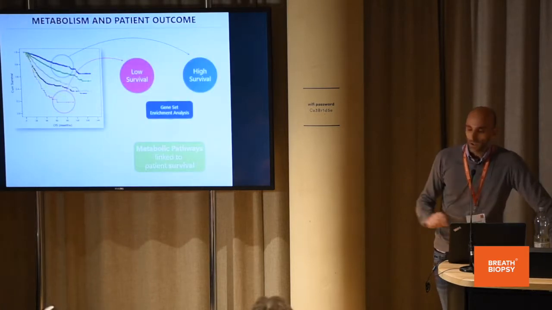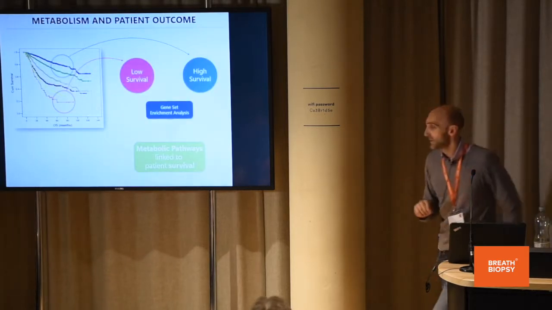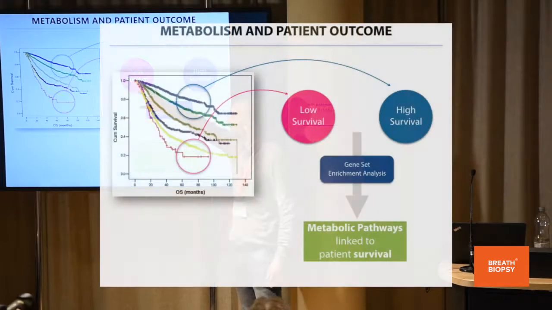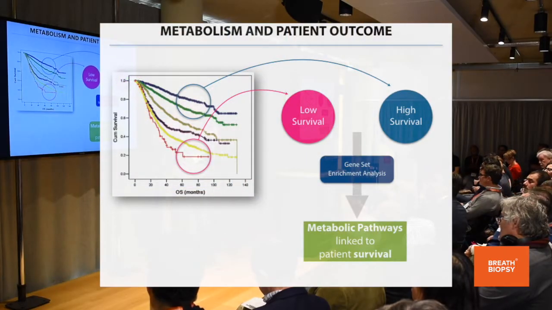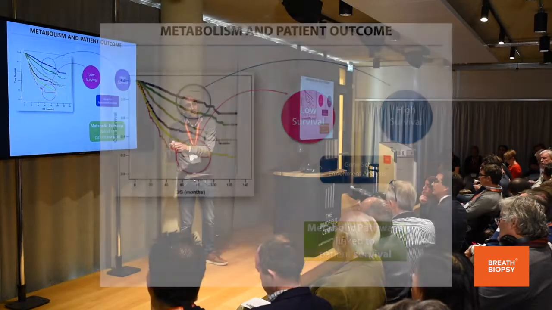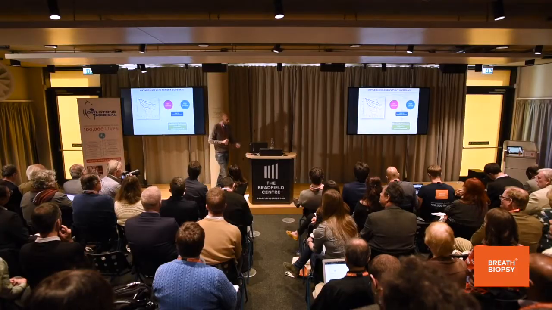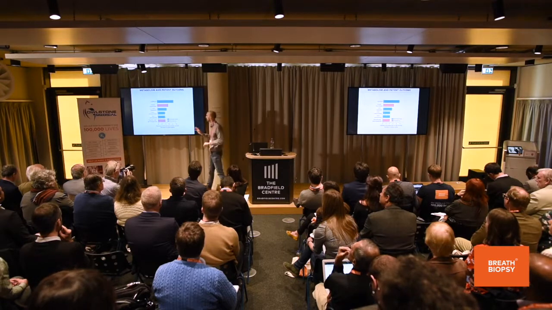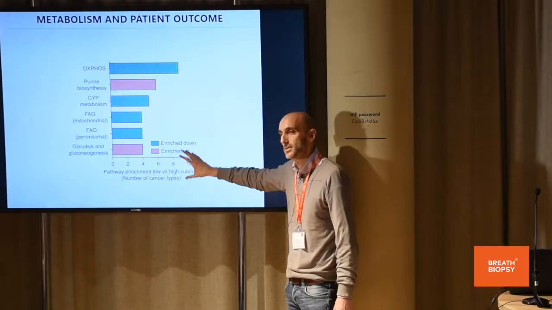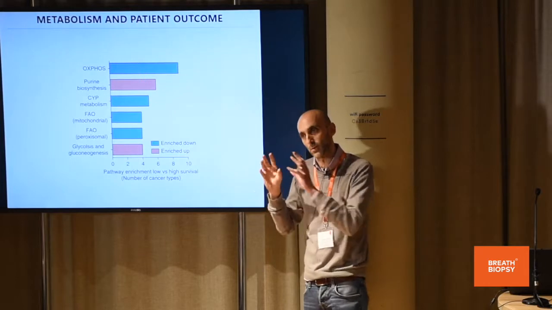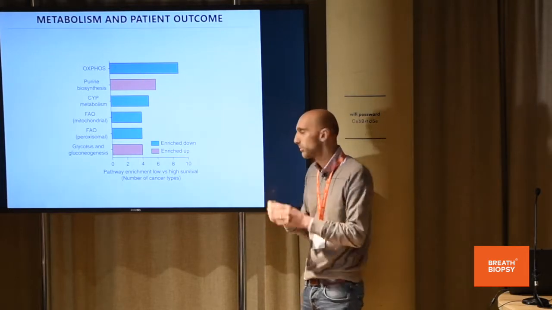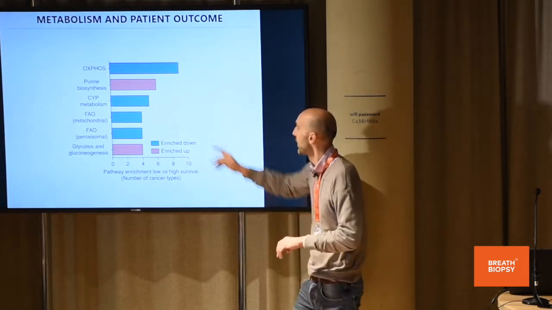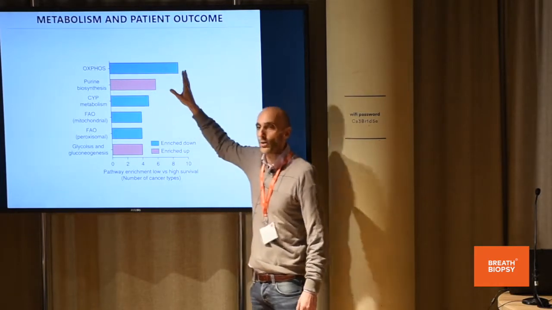But we didn't stop here. What we did was to compare the gene expression from the low survival patient to the high survival patient from each individual tumor type. And the idea was to identify metabolic pathways that would correlate with the clinical outcome of patients. So when we analyzed this data, we were quite surprised to notice that the most significantly enriched and suppressed gene signature across all the tumors in the poor clinical outcome patients was this signature called OXPHOS.